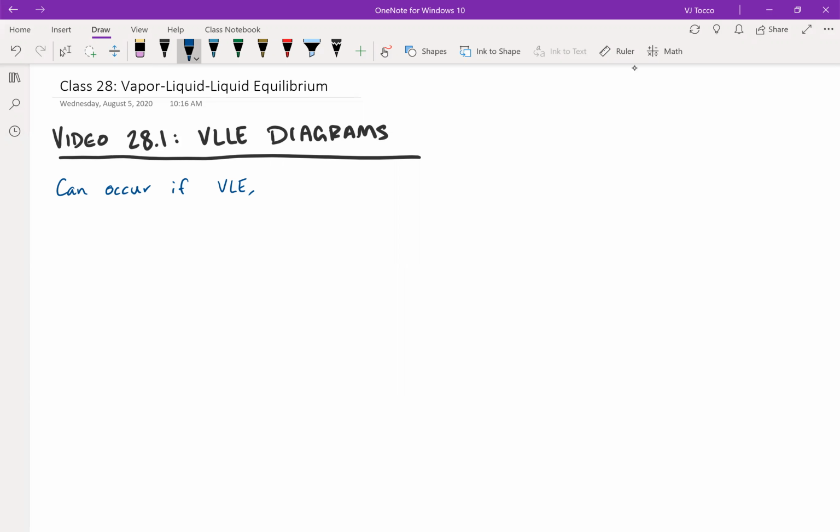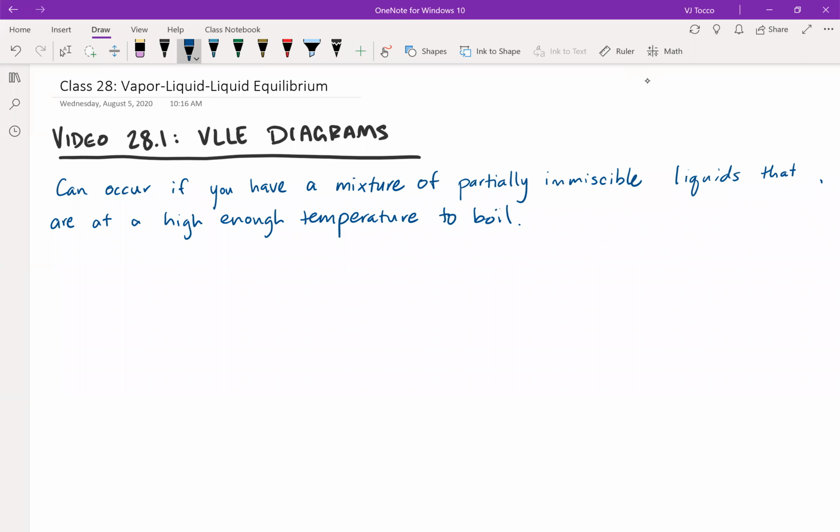Let me write that down. This occurs when you have, like I said, a mixture of two things in the liquid phase that would form two liquid phases, but you also have a high enough temperature for them to boil. So it's kind of a meeting of vapor-liquid equilibrium and liquid-liquid equilibrium. We know from experience that vapor-liquid equilibrium curves are strongly affected by temperature.